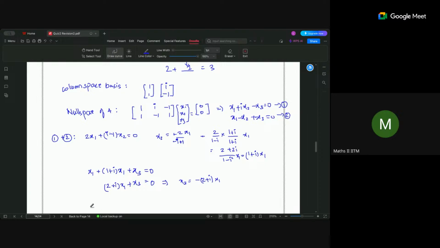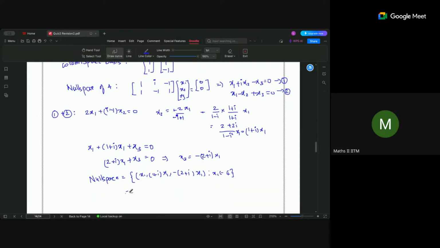Right? So what is your null space now? Your null space is the set of all x1 comma 1 plus i x1 comma minus 2 plus i x1, with x1 in C. So here the basis is 1 comma 1 plus i comma minus 2 minus i. So this is a basis for the null space.